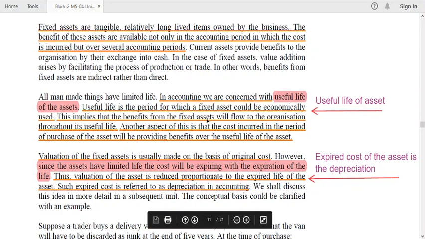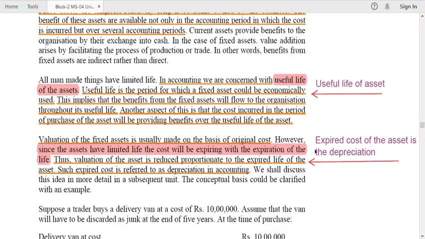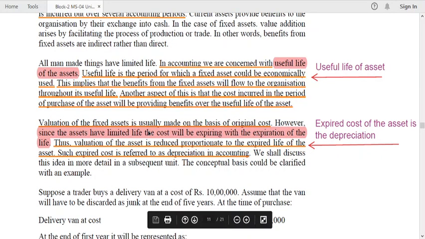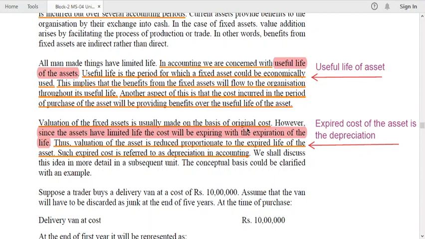Useful life is the period for which a fixed asset could be economically used. Economically used means that by using that asset, benefits can be derived for the business. This implies that the benefits from the fixed assets will flow to the organization throughout its useful life. Another aspect is that the cost incurred in the period of purchase of the asset will provide benefits over the useful life of the asset. What is this cost incurred in the period? We'll see here. Valuation of the fixed assets is usually made on the basis of original cost. Take the original cost of the fixed asset.